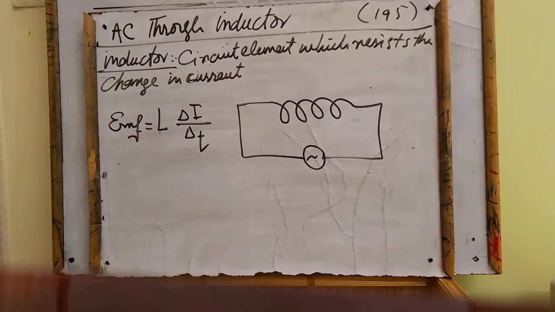Explaining the topic AC through pure inductance, or simply we can call it AC through inductor, which is given on page number 195 of the class 2nd year physics textbook.